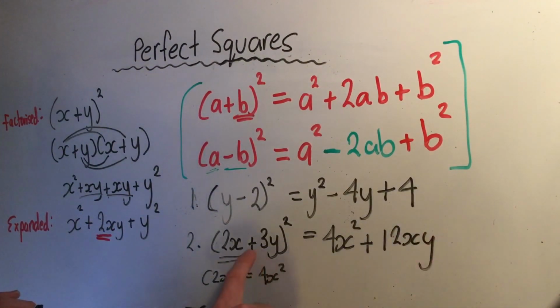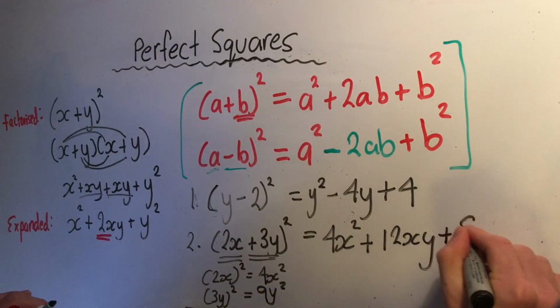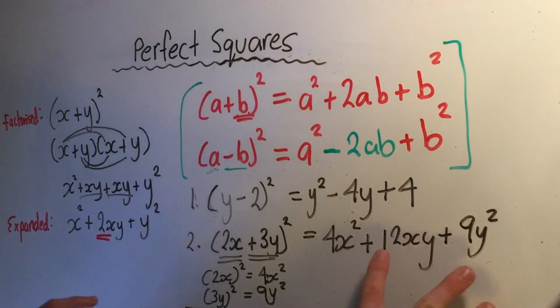And then the last term is going to be this last term squared. Over here, it's 3y squared, which is going to equal 9y squared. Don't forget to square everything in the term. So you get plus 9y squared. So that is the expanded form of that perfect square.